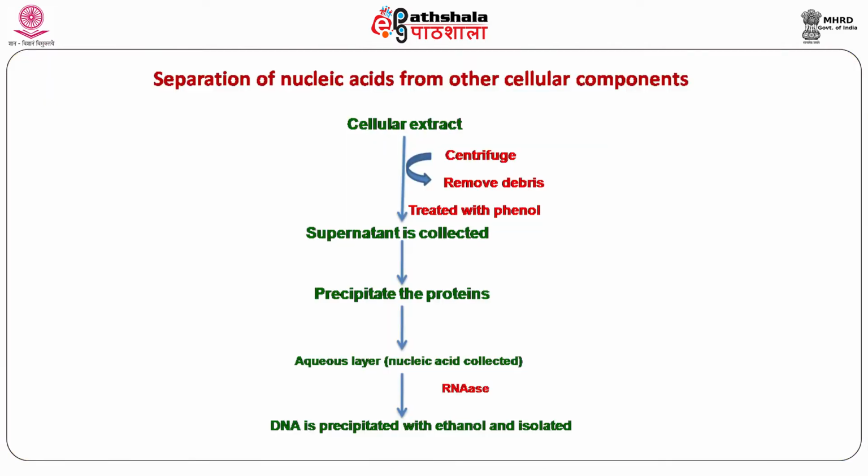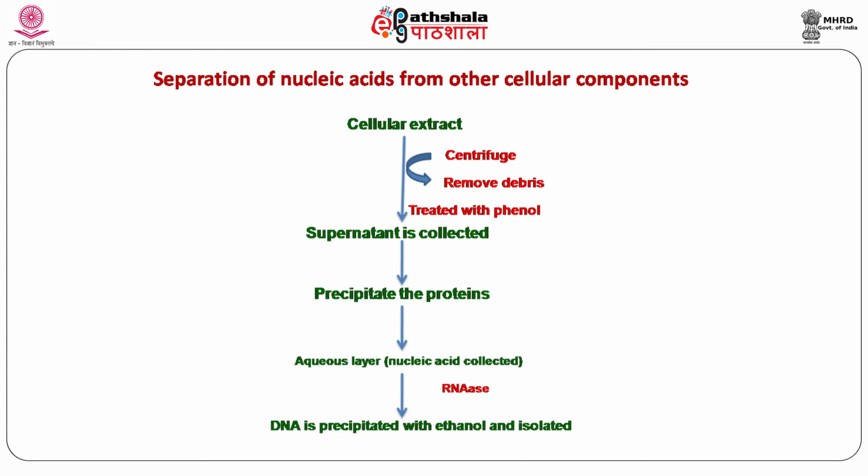Coming to the second step, called separation from other cellular components. How do you do it? You take the cellular extract, centrifuge it to remove the cell debris and collect the supernatant. Now, when this is treated with phenol, you can precipitate the proteins. This results in the formation of an aqueous layer, which is very important to us, which contains the nucleic acids. Now, you apply RNase to remove the RNA, then precipitate the DNA with ethanol and isolate the DNA. Fine, you got the DNA.